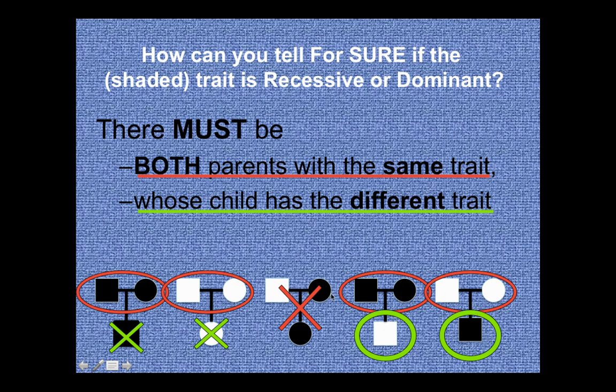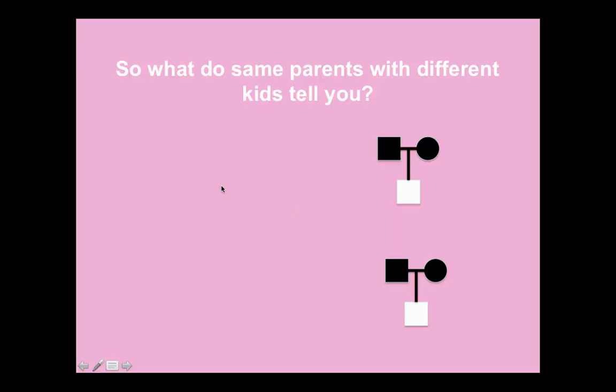So these two are going to tell us something about whether or not shaded is dominant or recessive. Now, these would not be in the same pedigree chart. These are different pedigree charts. Okay, so what does this tell you? Let's take a look on the next page. So we're going to take a look. What do you know? First of all, could this baby be dominant?